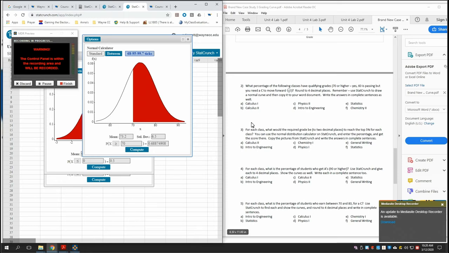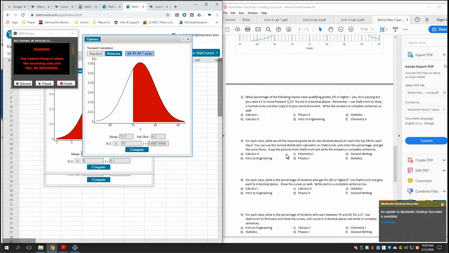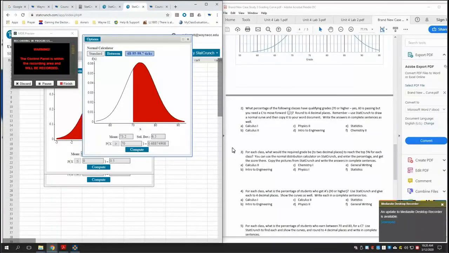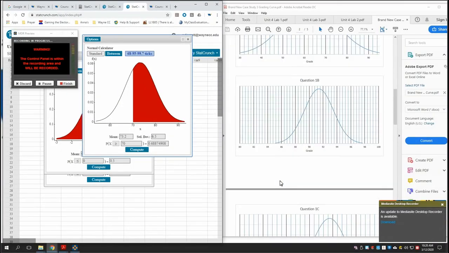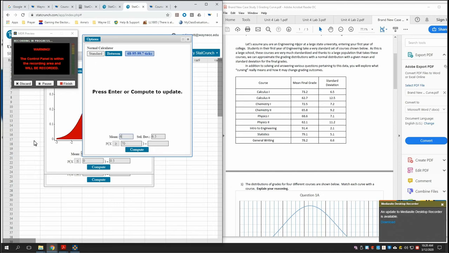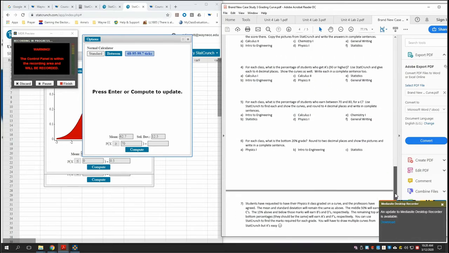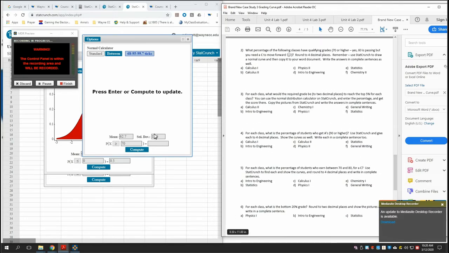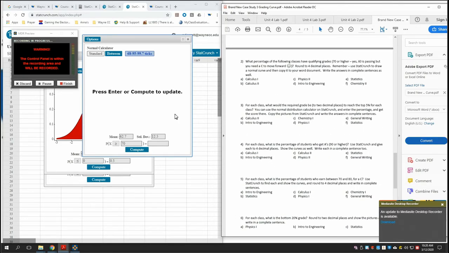Now, let me jump down to number 3 here. For Calculus 2, we want the top 5%. So let's go to Calculus 2. It's 62.7 and 12.5 for the mean and standard deviation. Now, top 5%, so what I need to do here is type in 0.05.